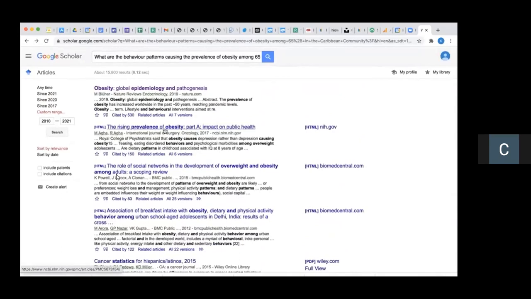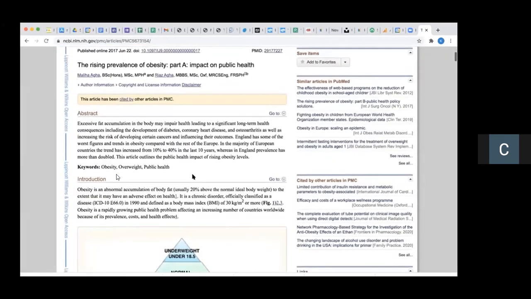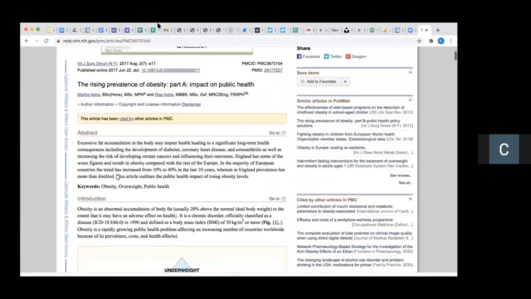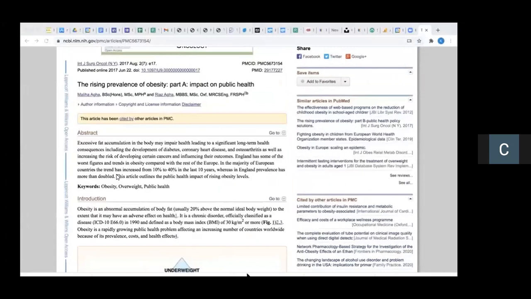So the next article: rising prevalence of obesity, part A, impact on public health. Check it, see: is this relevant to the Caribbean community, yes or no? If it is, let's pretend it is, I can take it. I am going back to our practice document.